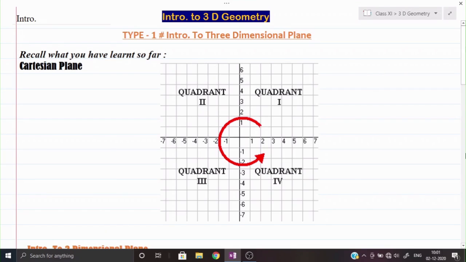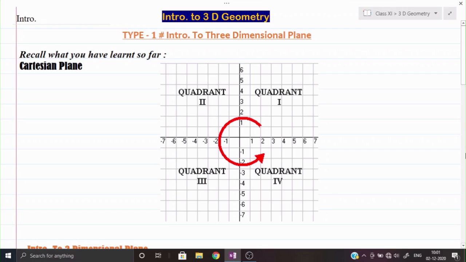Students, today we are going to start a new topic. The name of our topic is Introduction to Three-Dimensional Geometry. Three-dimensional geometry means we will now have three different perceptions, or you can say three different axes. First of all, we shall see what we have learned so far.